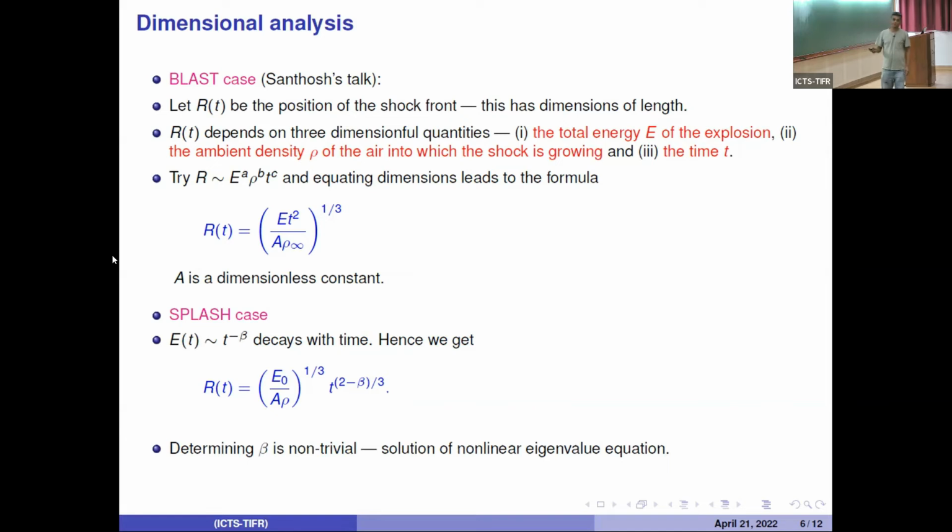Now in the splash case, you can ask why you can't use the same argument. Here, like I said, the right-hand part and left part are different. We can apply this argument to the right-hand side, but then the energy is not really constant, because the splash particles are taking away energy from the system. So we have to assume that this energy decays with time, and so you get r goes as t to the power 2 minus beta by 3. Now of course the question is, how do you determine beta? And what we'll see is that it reduces to the solution of a nonlinear eigenvalue equation.